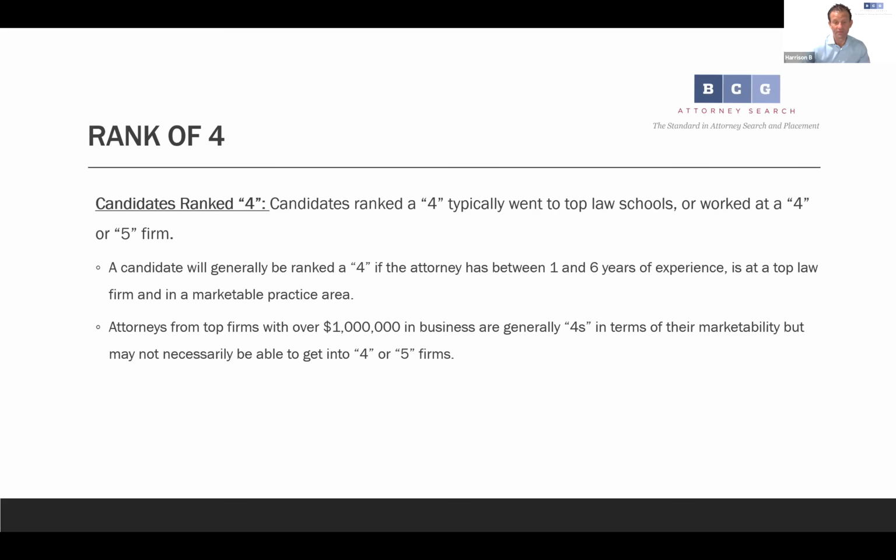They're typically at a really good firm and their practice area is good. If an attorney is at a top firm and has over $1 million in business, they're generally going to be a 4. They may not be able to get into a 4 or 5 firm, but they're going to be a 4. And it may be a little bit more than $1 million, but once you get that much business, you become a good commodity to hire laterally.